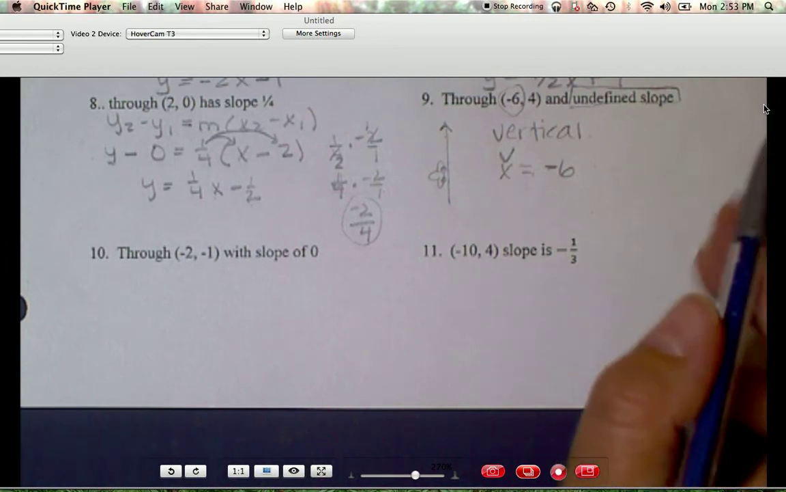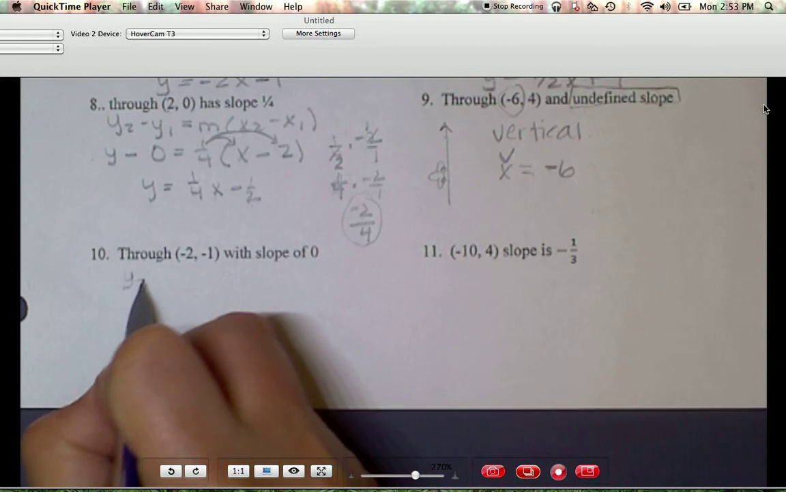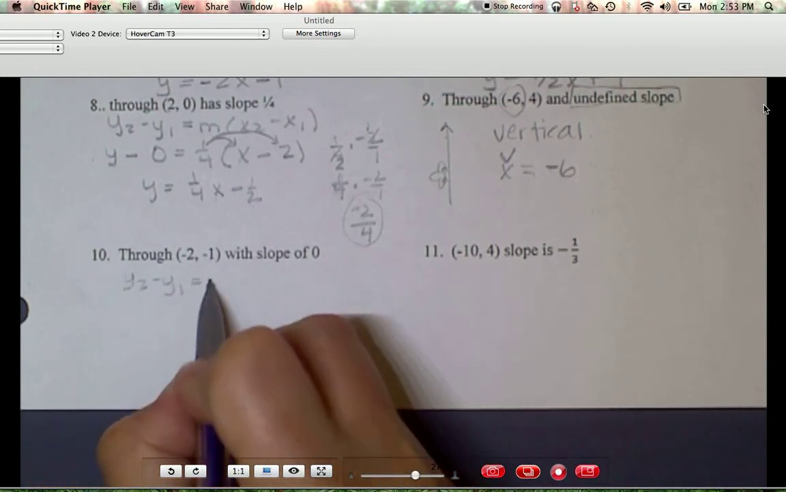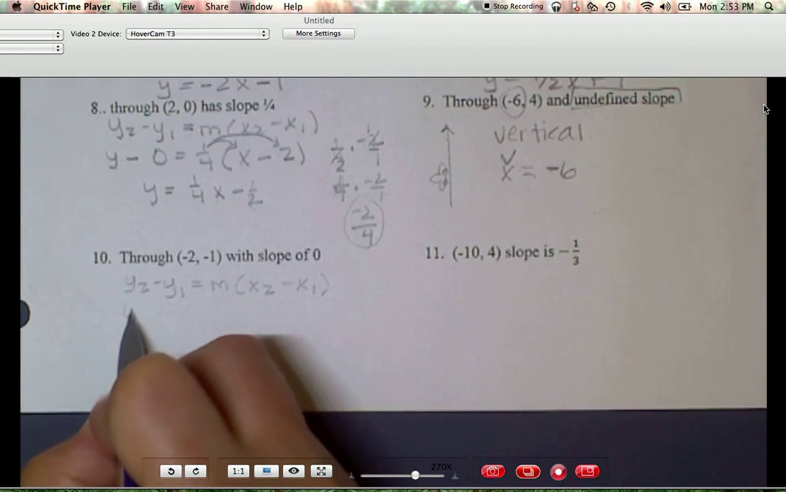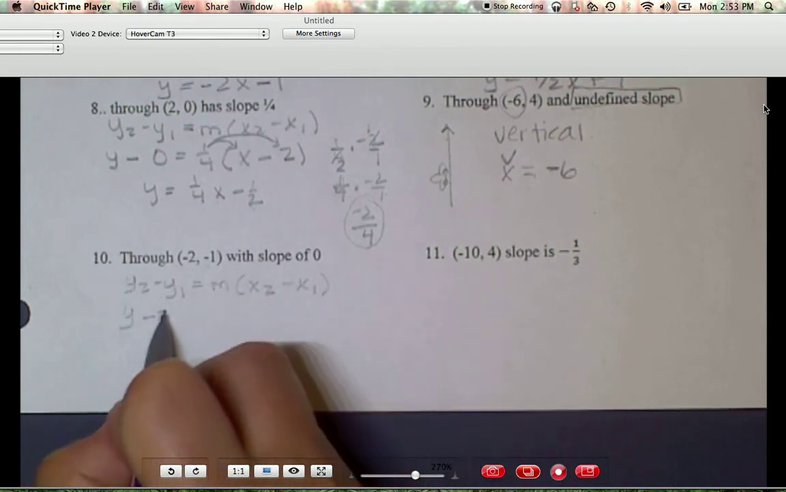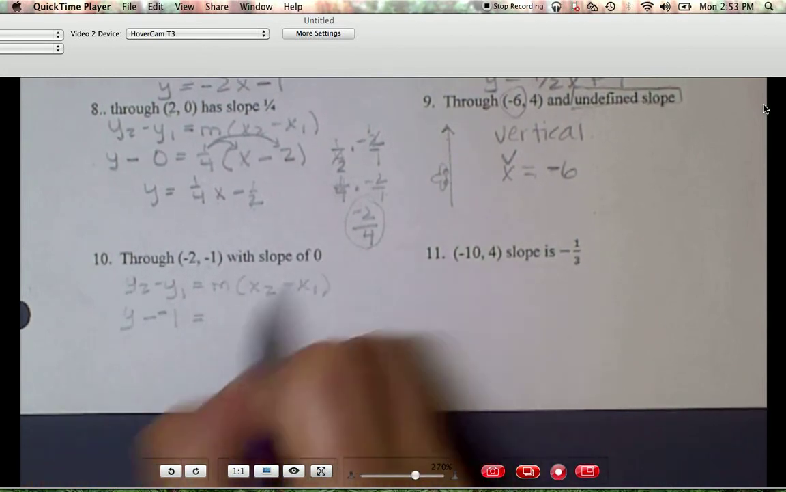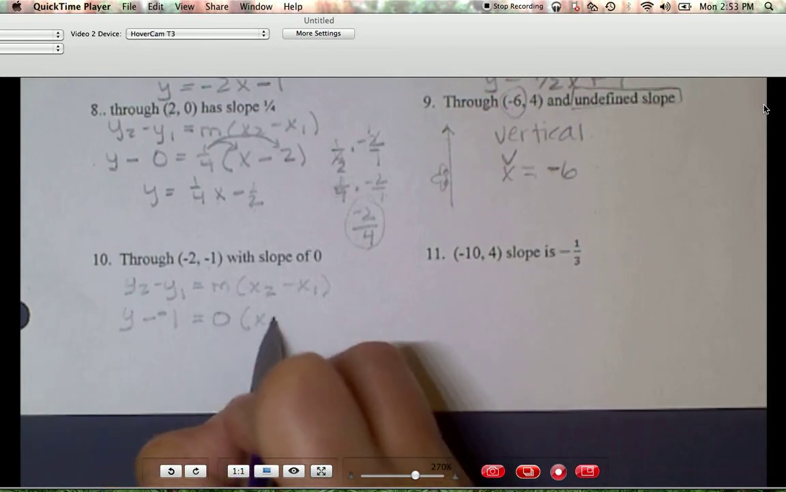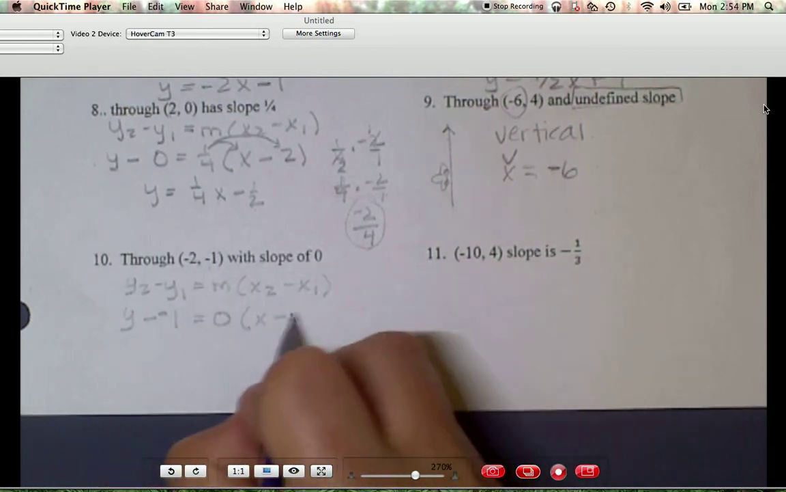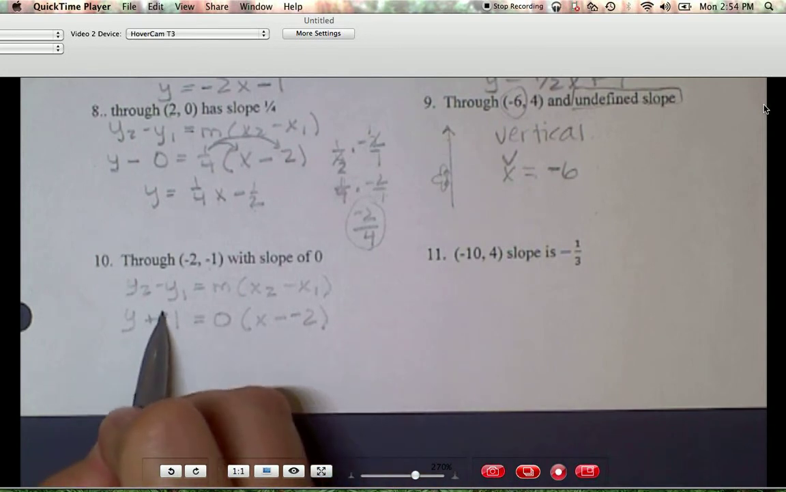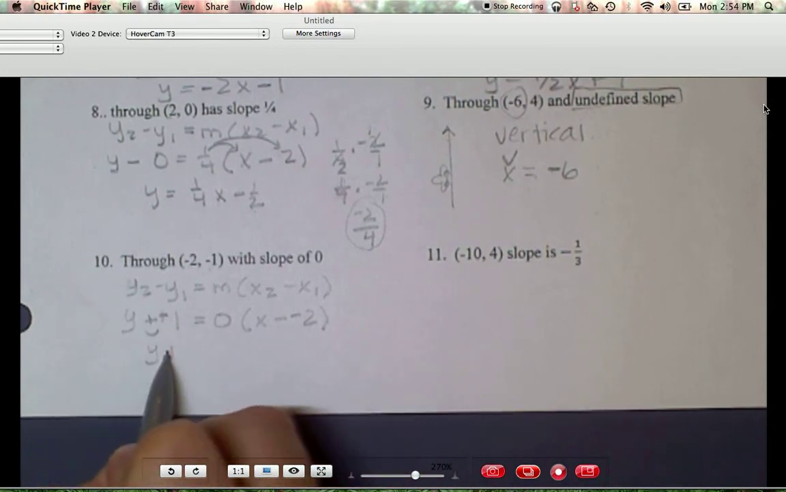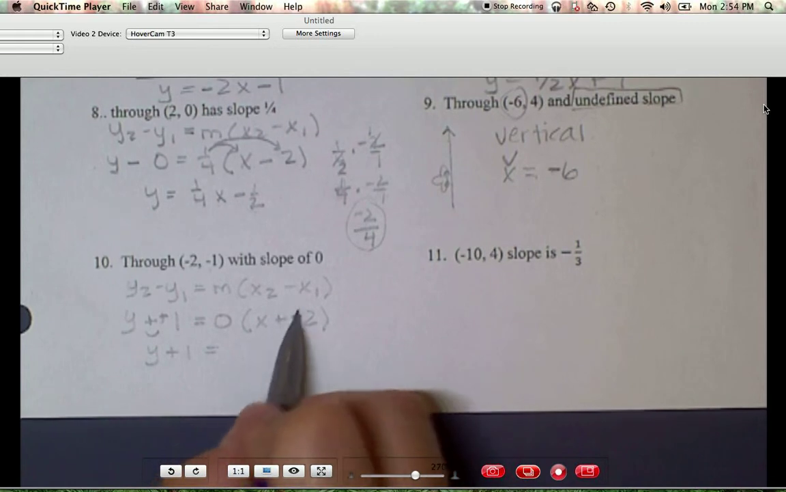So let's see what happened with 10. Start with the formula. y2 minus y1 equals m times x2 minus x1. We get y minus the y value, which is negative 1, equals the slope of 0 times x minus the x value, which is negative 2. These double negatives we should fix and make them plus. So we get y plus 1 equals, fix this.